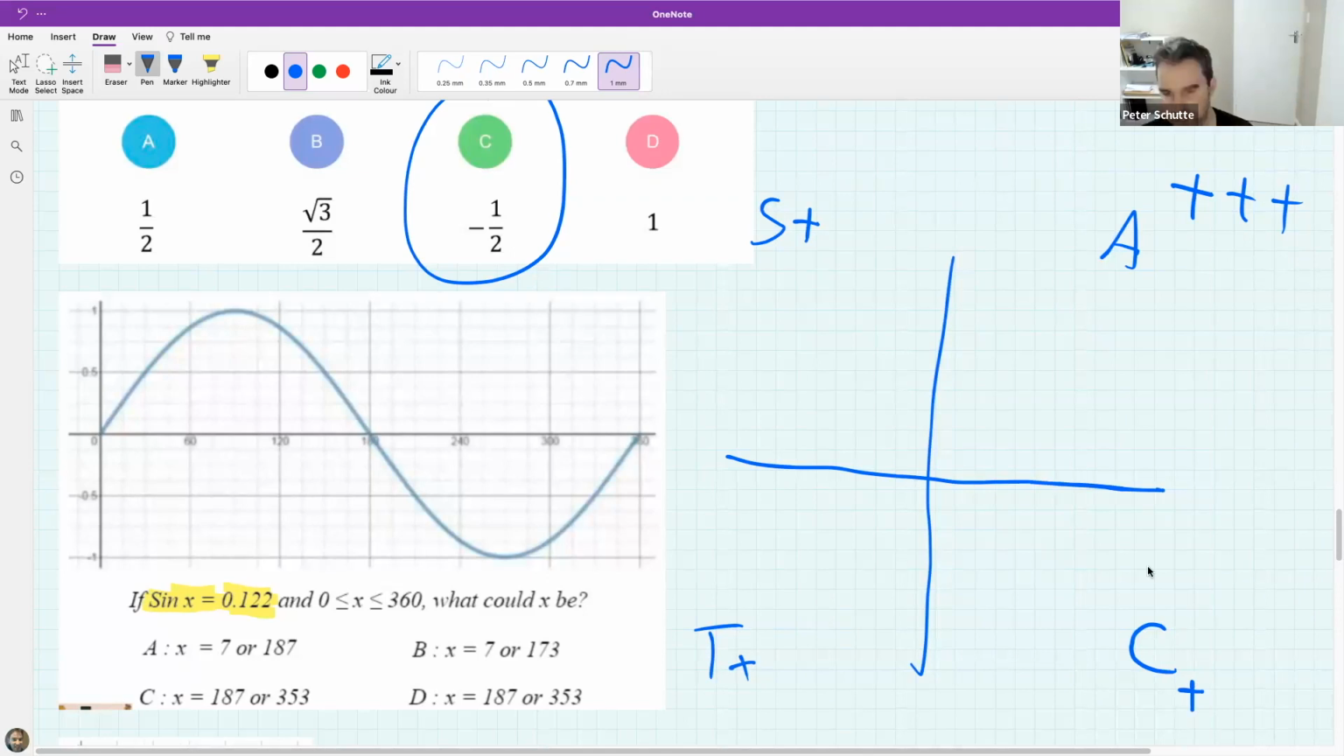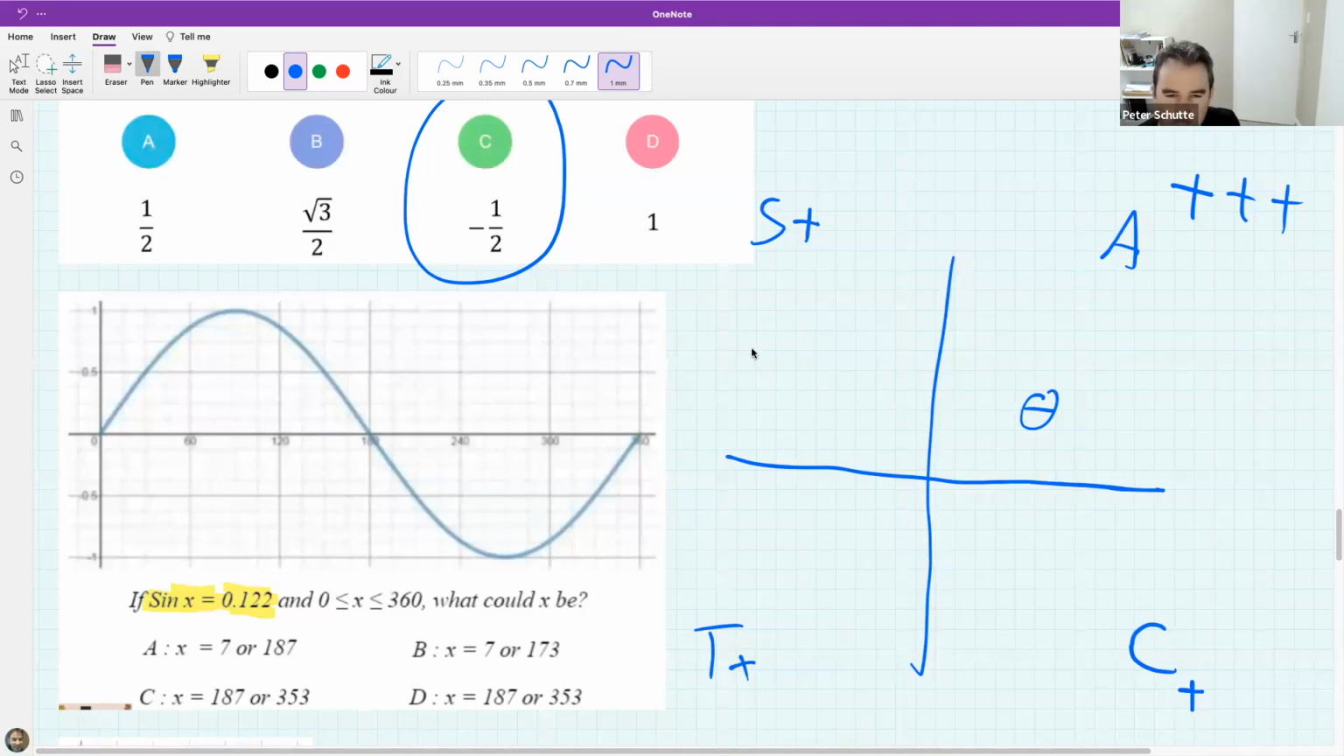Okay, perfect. So you've told us the CAST diagram helps us understand where trig ratios are positive and negative. There's also something called an angle. Everything in quadrant 1, we would often say it's x or theta. What type of angles occur in quadrant 2?